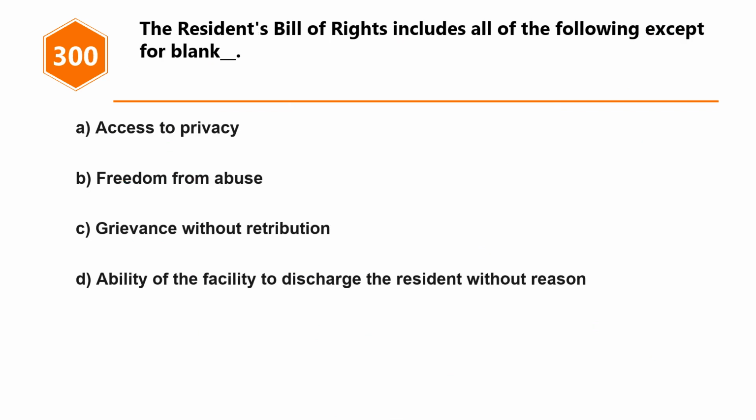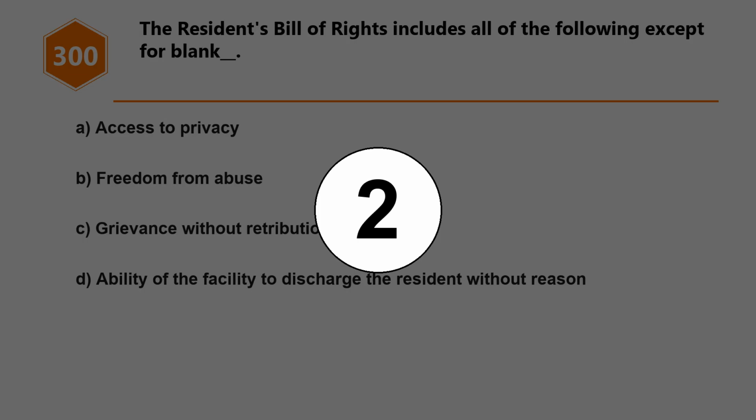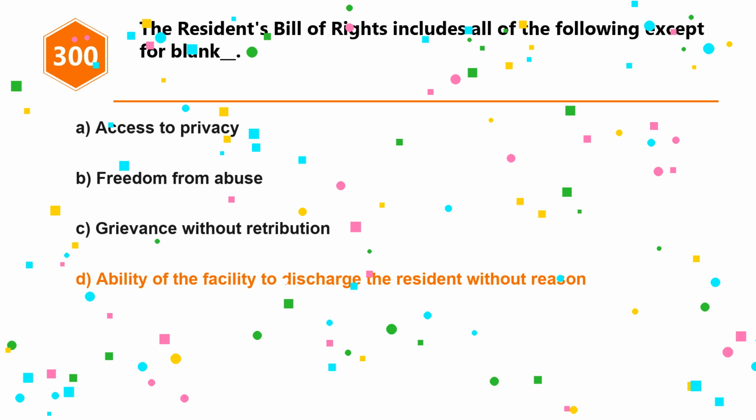Question 300. The Resident Bill of Rights includes all of the following except for blank. Option A, access to privacy. Option B, freedom from abuse. Option C, grievance without retribution. Option D, ability of the facility to discharge the resident without reason. The correct answer is option D, ability of the facility to discharge the resident without reason.